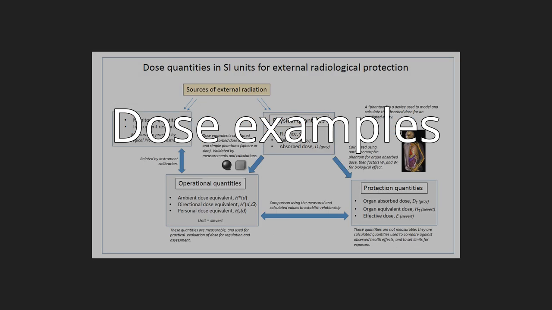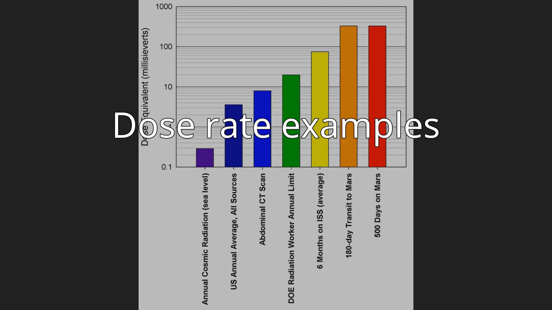Dose examples. Dose rate examples. All conversions between hours and years have assumed continuous presence in a steady field, disregarding known fluctuations, intermittent exposure, and radioactive decay. Converted values are shown in parentheses. Slash A is per annum, which means per year. Slash H means per hour.